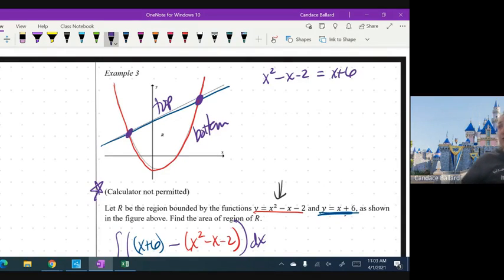We're going to get it equal to 0, right? That's what we do with quadratics. So I'm going to subtract the x over to the other side. So we have x squared minus 2x. I'm going to subtract the 6, minus 8 equals 0.